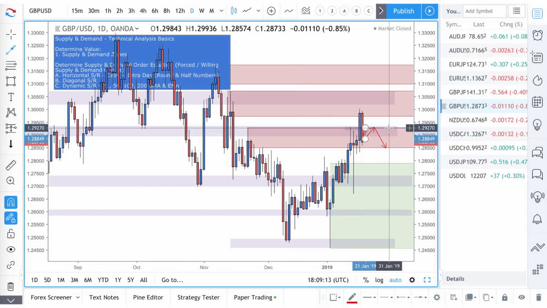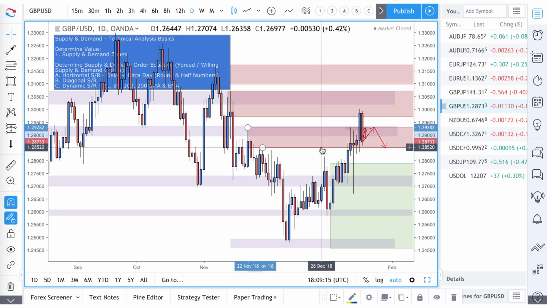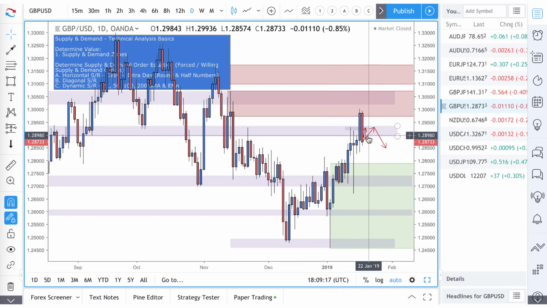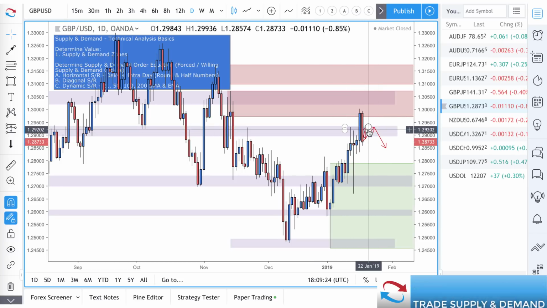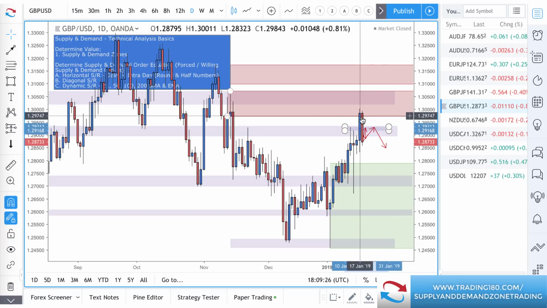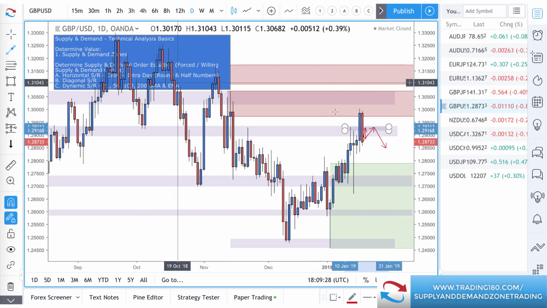All right, let's get rid of this. So it's not within a supply zone, not just yet, but that's just from a support and resistance perspective.